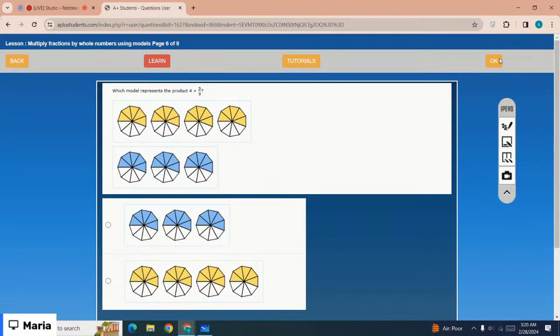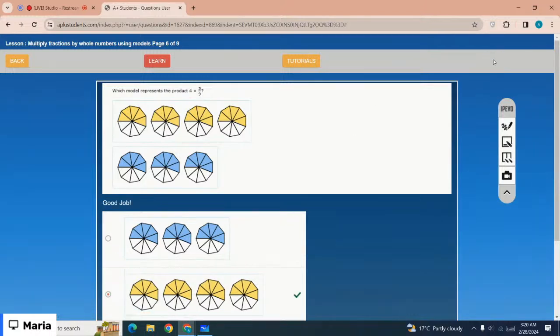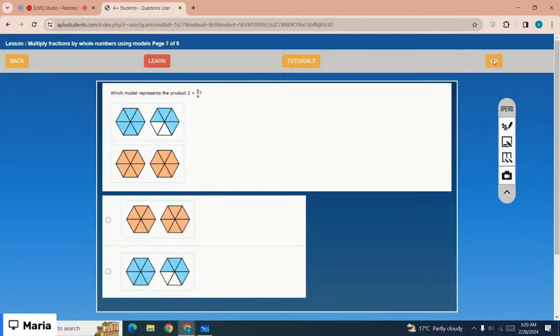Which model represents the product 4 times 5 over 9? So which is the correct option? Yes, very good. The second one is the correct option, right? Okay, you can complete the lesson by yourself later today. Let me just move on to the next lesson.